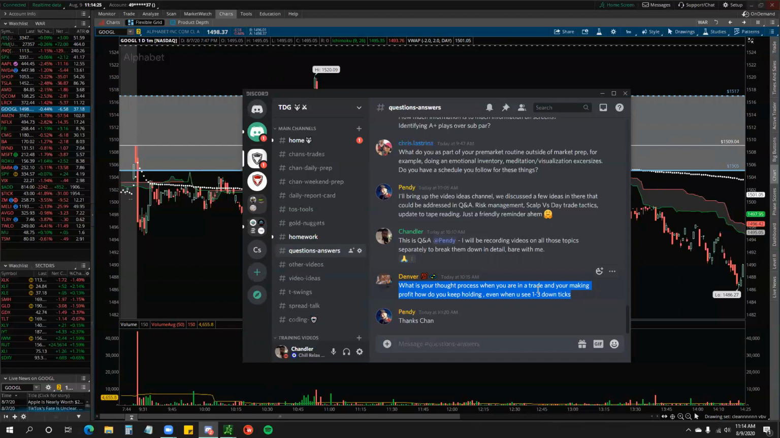So the thought process when you're in a trade and when you're making money is all going to stem back to what was the plan, right? If this is a scalp and it starts to explode and I'm making profit, then if I see a downtick, I'm taking that money. But for the most part, team, if it's a calculated, planned day trade, I don't care about the little ticks.